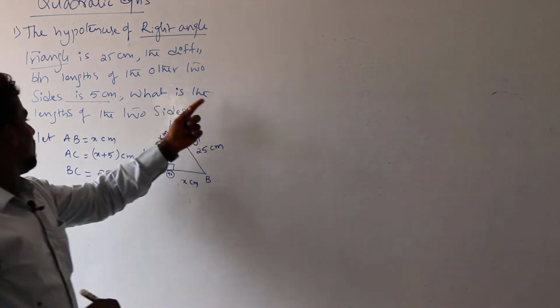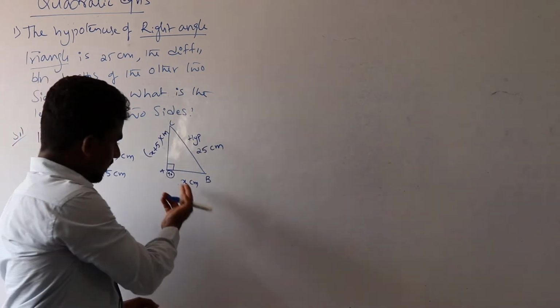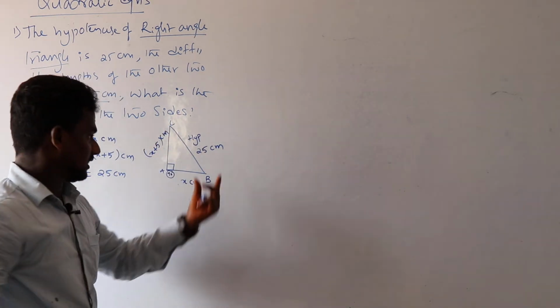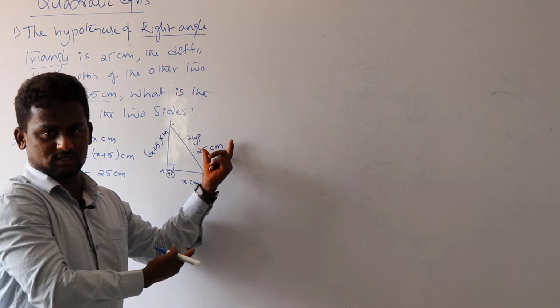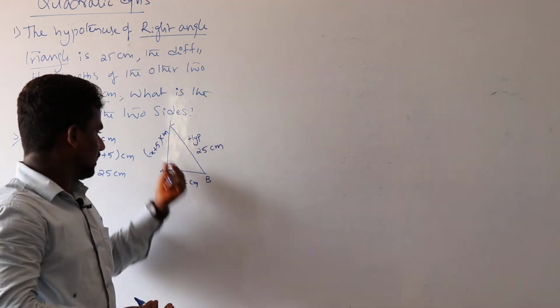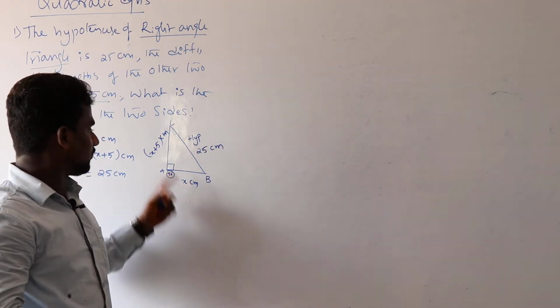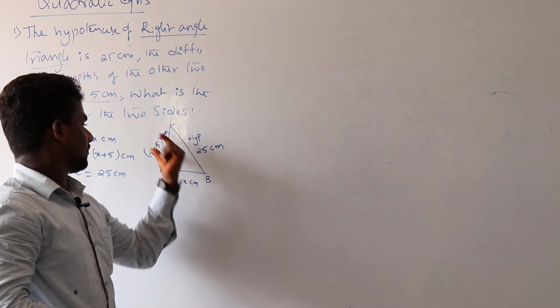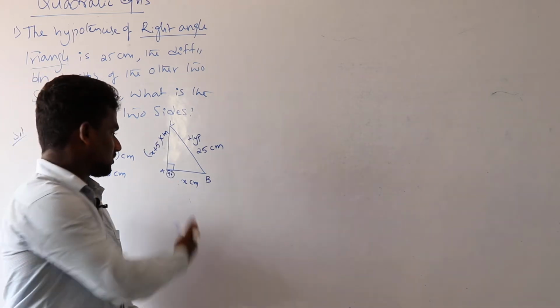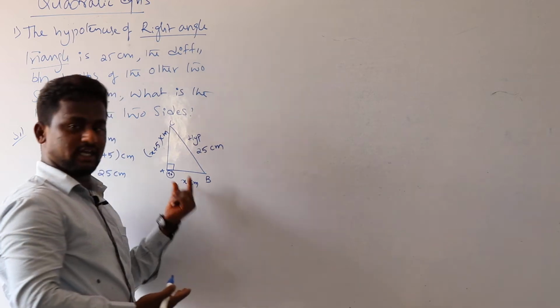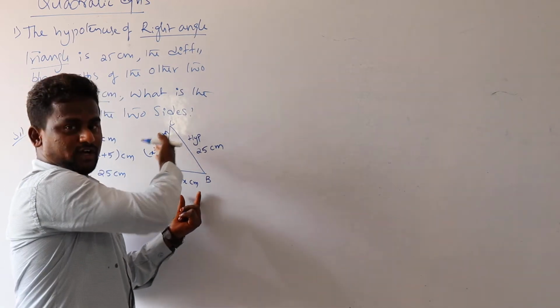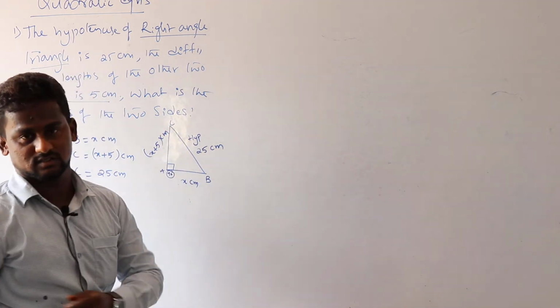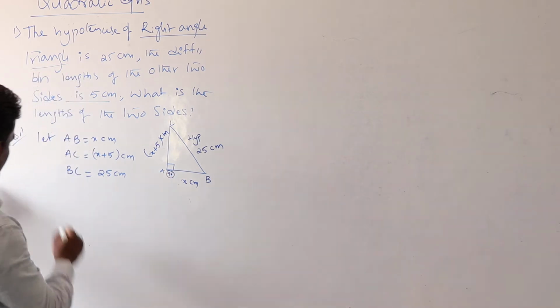The question is, what are the lengths of the two sides? The length of BC, we know, is 25 centimeters; this is the exact value. The remaining two sides are variables, but we should find the value of x and the value of x plus 5. First we have to calculate the x value, and then by adding 5 we get the other side. Okay, here we have a right angle triangle.